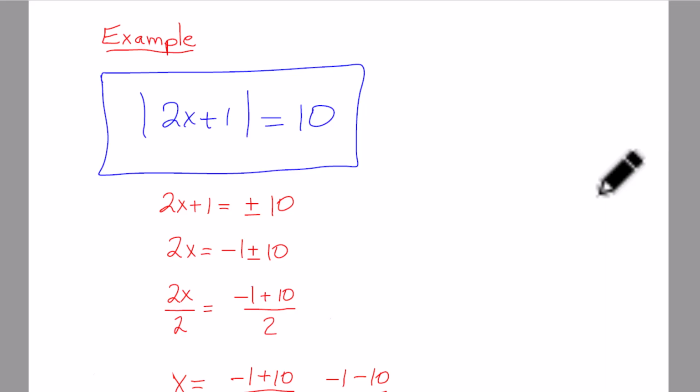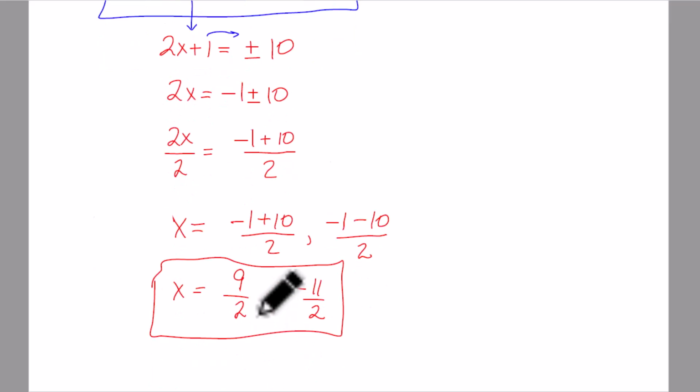Let's see, what if I had absolute value 2x plus 1 is 10? All right, well, easy enough. Grab all of the stuff on the inside. Make it equal to plus or minus 10. All right, and so let's see, I get 2x because I'm moving that guy. All right, and then I divide both sides, the whole side, by 2. And now I take care of, again, the plus and the minus. 1 plus 10 is 9. 1 minus 10 is minus 11.